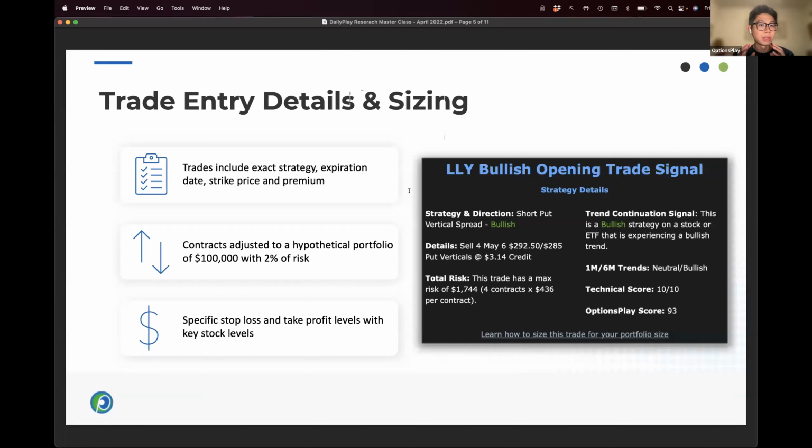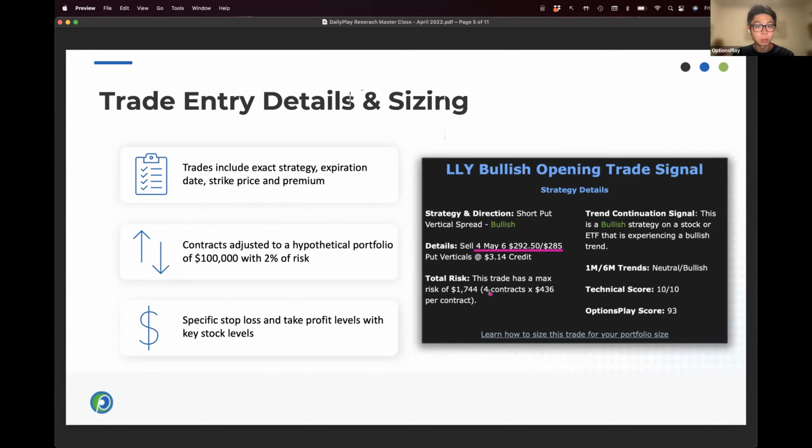So let's just walk through some of the changes that we're making in terms of helping you better position this and size this accordingly to your account. The trade structure that we send out will give you an exact strategy, the expiration date itself, the strike price, and the premium at which it was trading at the time that we generate the signal. Now, the change that we recently made to these ideas is that we are now including the number of contracts that we are selling or buying in this particular trade.